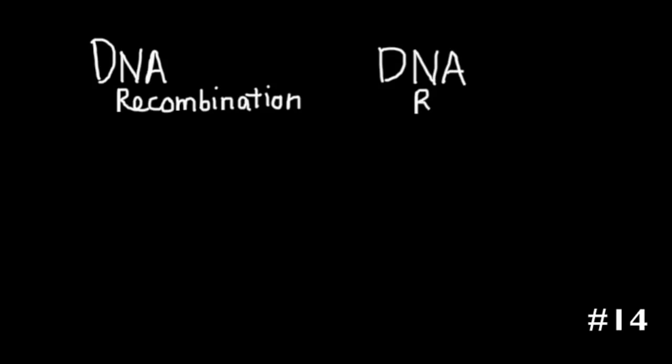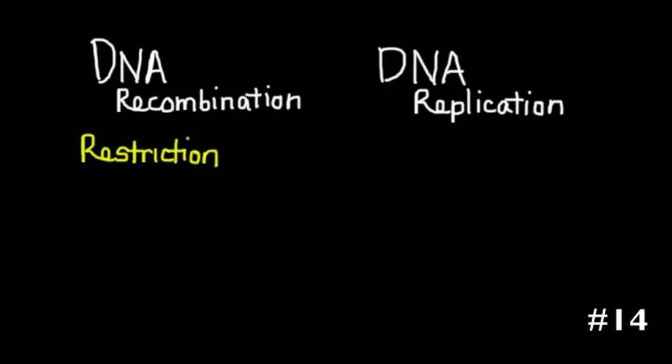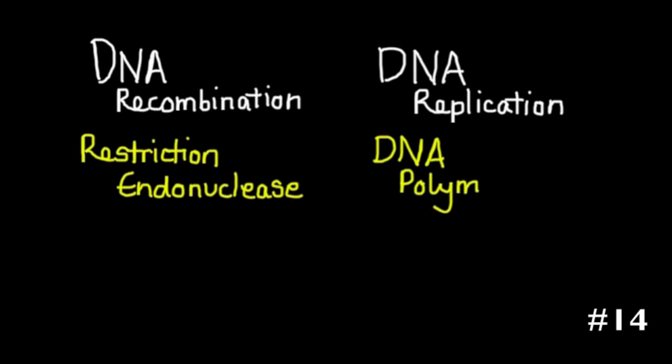Back to genetics and DNA, and students often confuse the enzymes involved in DNA recombination, which is part of genetic engineering, and DNA replication. So to review, DNA recombination involves restriction endonucleases to cut the DNA that you require, while DNA replication involves DNA polymerase. Do say DNA polymerase, there is an RNA polymerase.